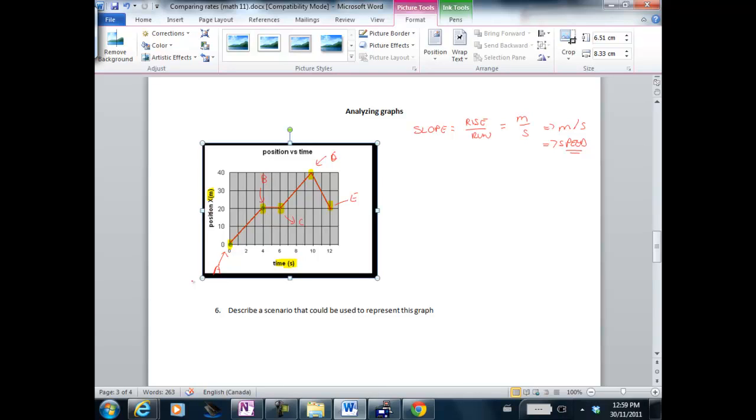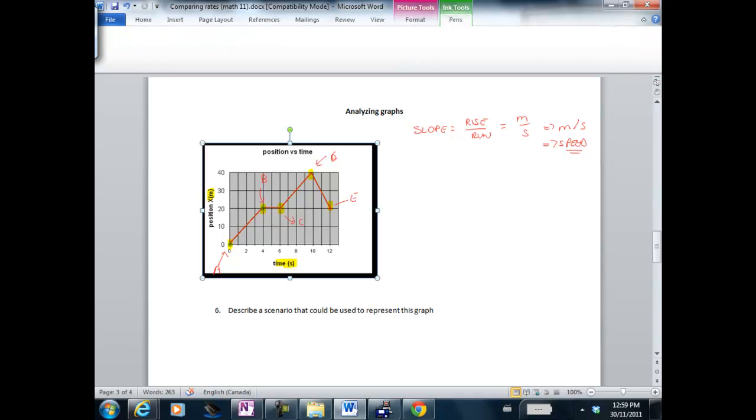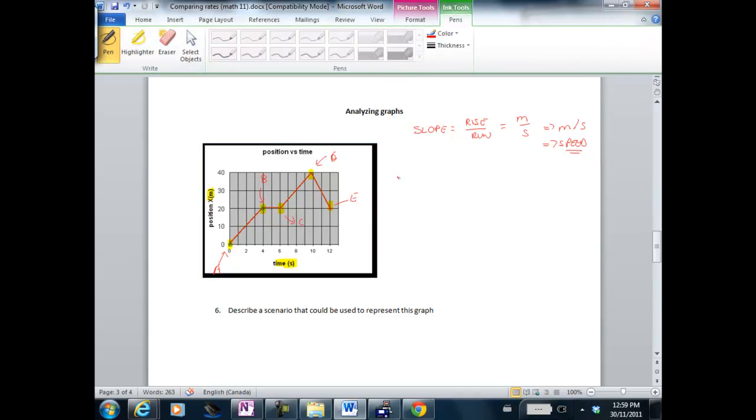Very simple. What they want you to do is find out what happens from A to B. Find the slope from A to B, please. What's your speed going to be? And you're going to tell me a story. You can come up with your own story. Here's A, here's B. Rise over run: 20 over 4, which is just 5. Write down meters per second.